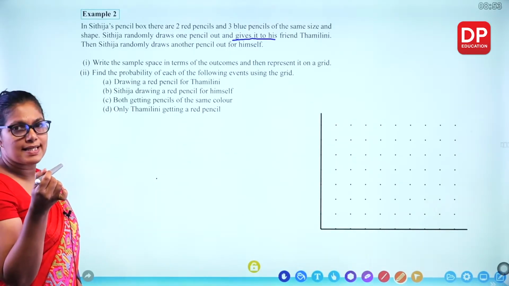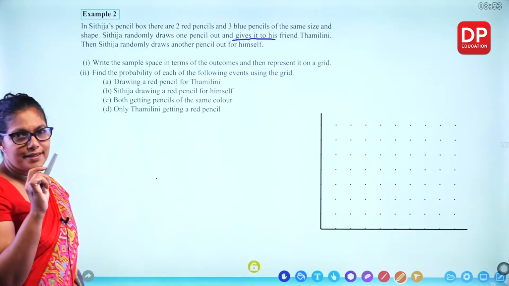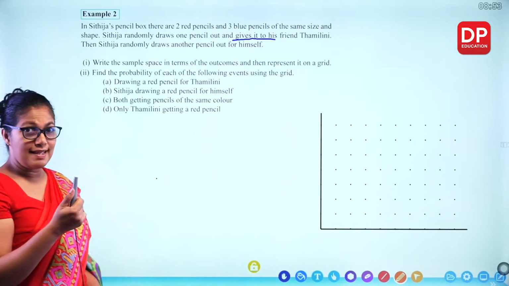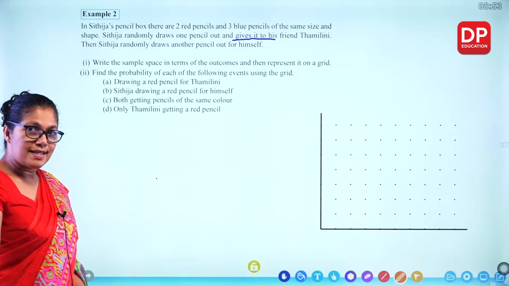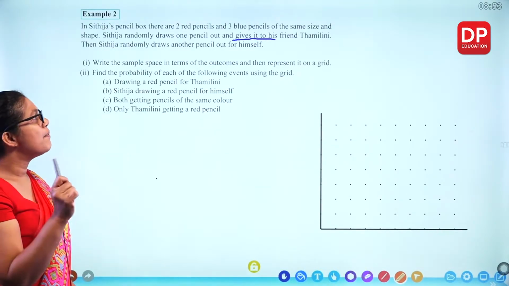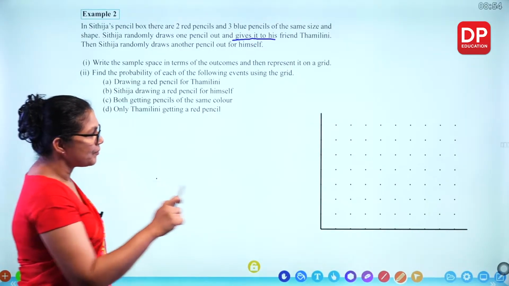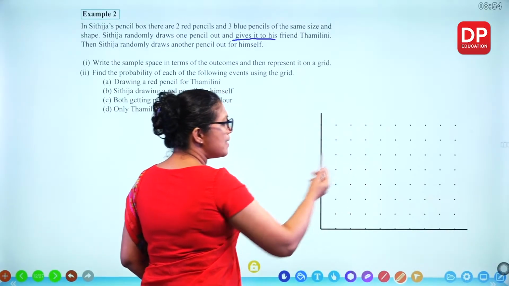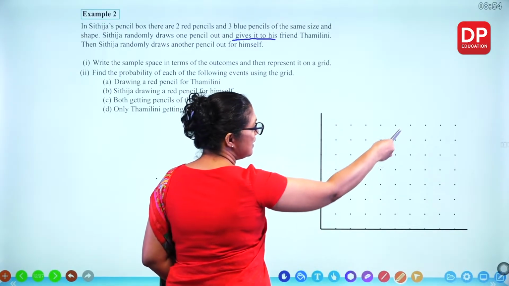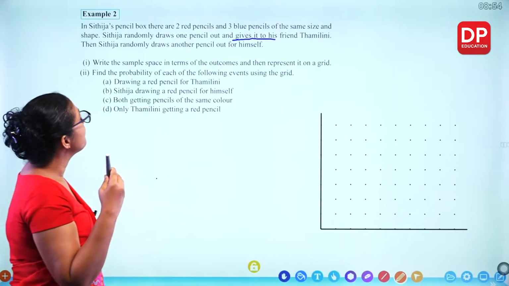Find the probabilities. So, is this independent or dependent? Think about it carefully. You are taking a pencil and giving it to another person, not putting it back. So, this is a dependent case. When you have a dependent case and draw the sample space grid, normally you are not getting the main diagonal terms. So, we will see how we can draw.